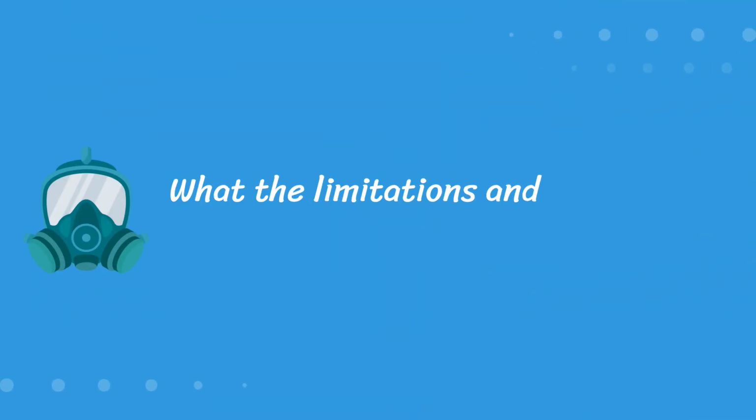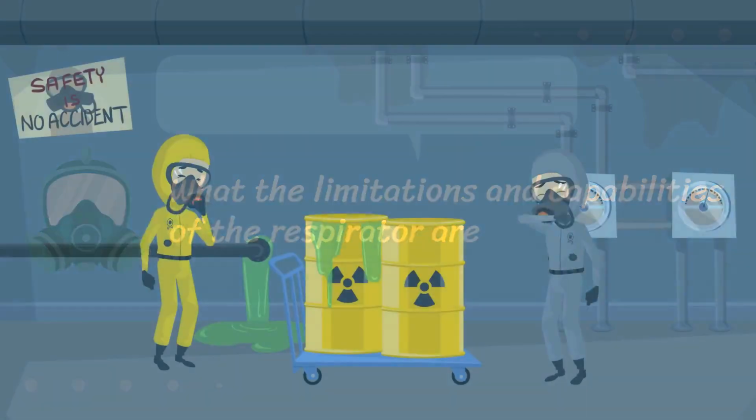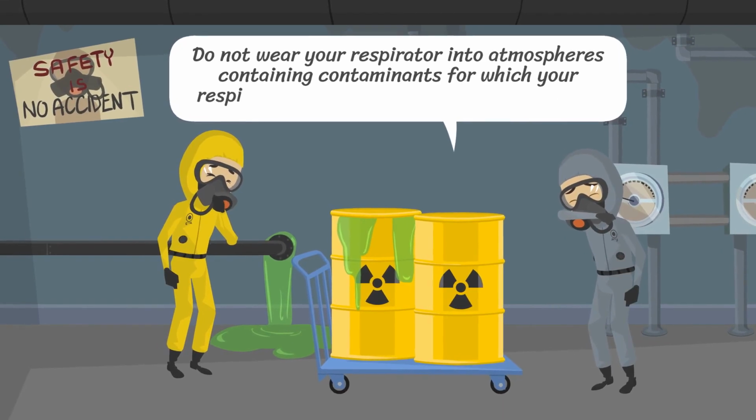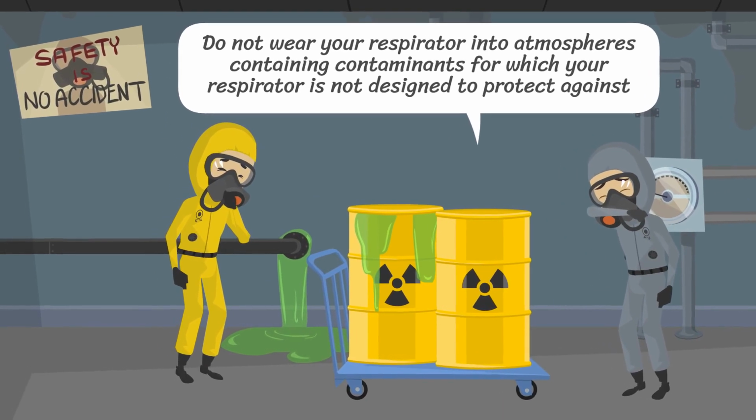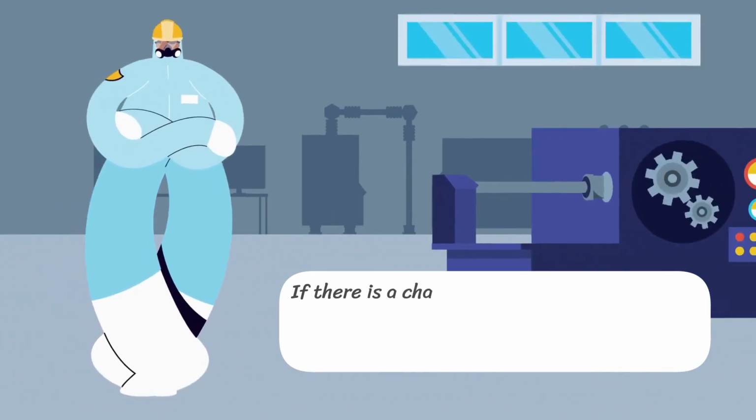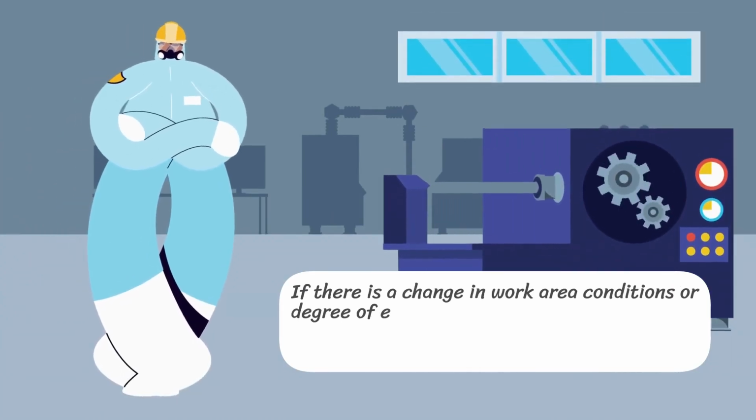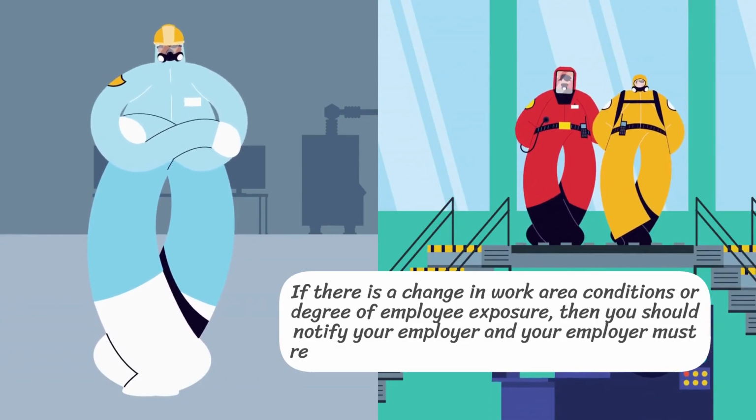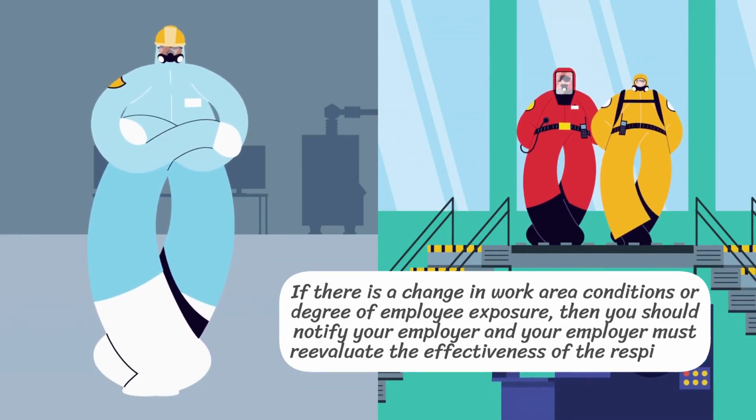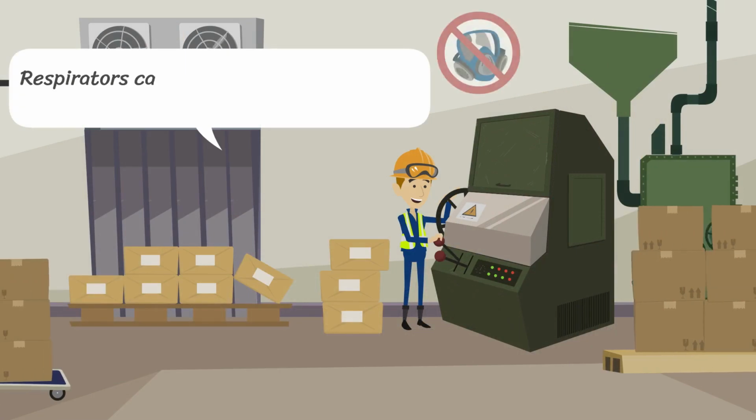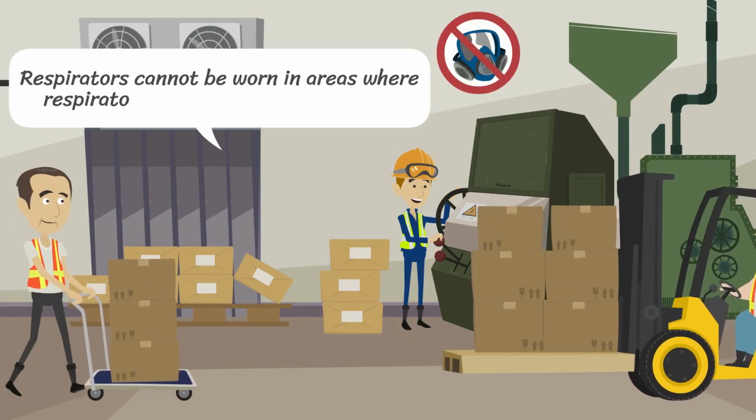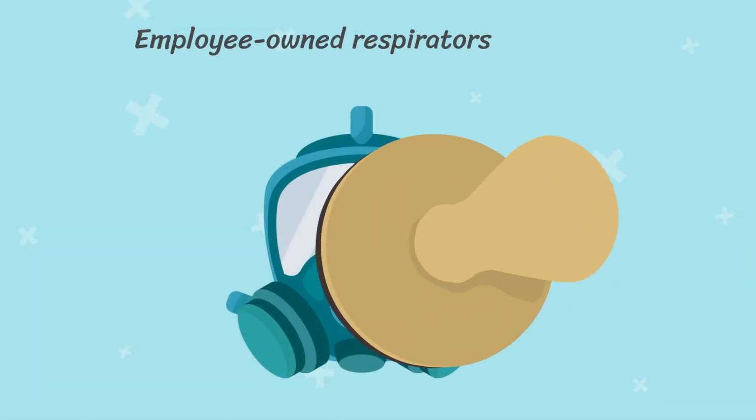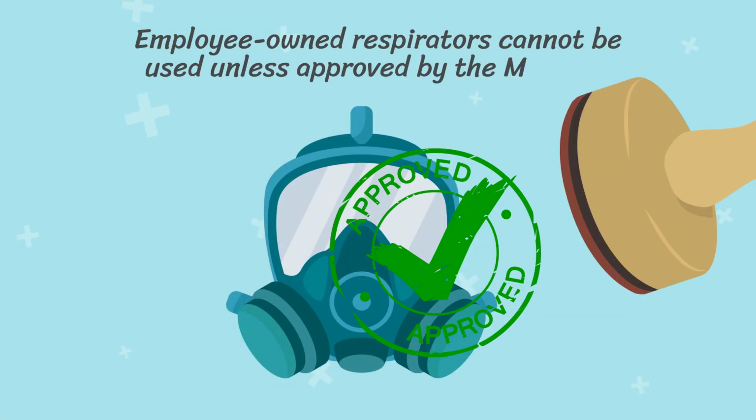What the limitations and capabilities of the respirator are: do not wear your respirator into atmospheres containing contaminants for which your respirator is not designed to protect against. If there is a change in work area conditions or degree of employee exposure, then you should notify your employer, and your employer must re-evaluate the effectiveness of the respirator. Respirators cannot be worn in areas where respiratory protection is not required. Employee-owned respirators cannot be used unless approved by the manager.